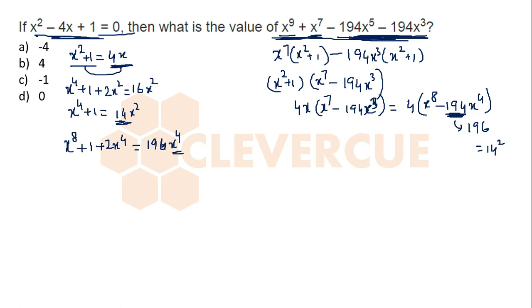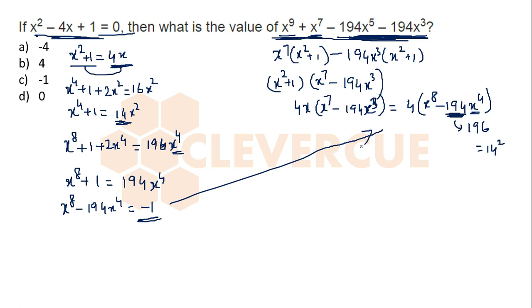See, you got this x to the power of 4 term. Now you get x to the power of 8 plus 1 is equal to 194 x to the power of 4, right? Now substitute this. See here, x to the power of 8 minus 194 x to the power of 4, you will be having the value as minus 1. So substitute this value in this equation. Okay, you will be having 4 into minus 1, which is equal to minus 4. So option A is the right answer.